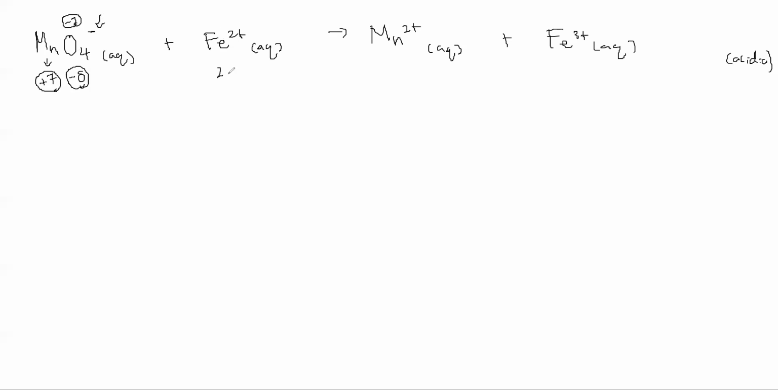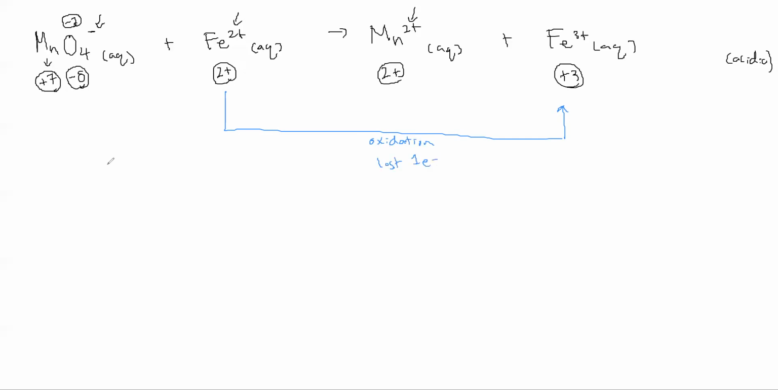Iron, +2. I think that gives it away. Manganese, +2. And the iron is +3. Okay. Iron looks like the number went up. That is an oxidation, and it lost 1 electron.